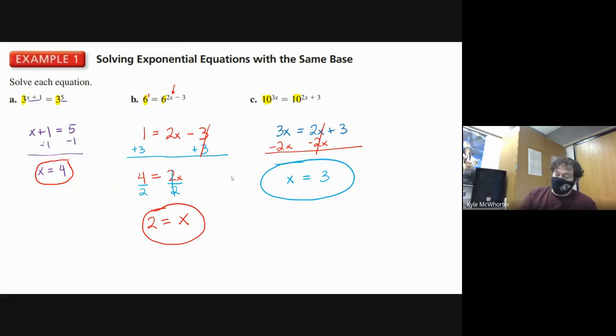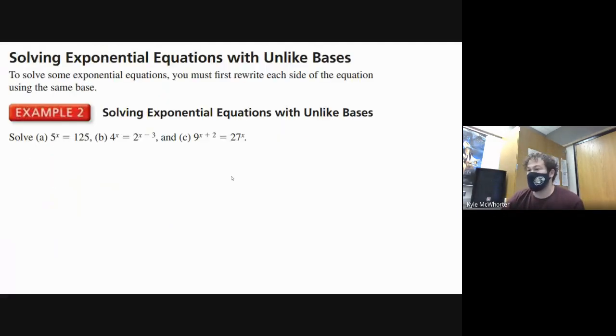Okay. So the next kind of problem that we're going to look at, I believe, is when they don't have the same base, but we can make them have the same base. We can adjust them a little bit, right? Write them as a different power or something. Okay, so if you get an exponential equation and you don't have powers with the same base on each side of the equal sign, then first you have to rewrite each side of the equation using the same base.